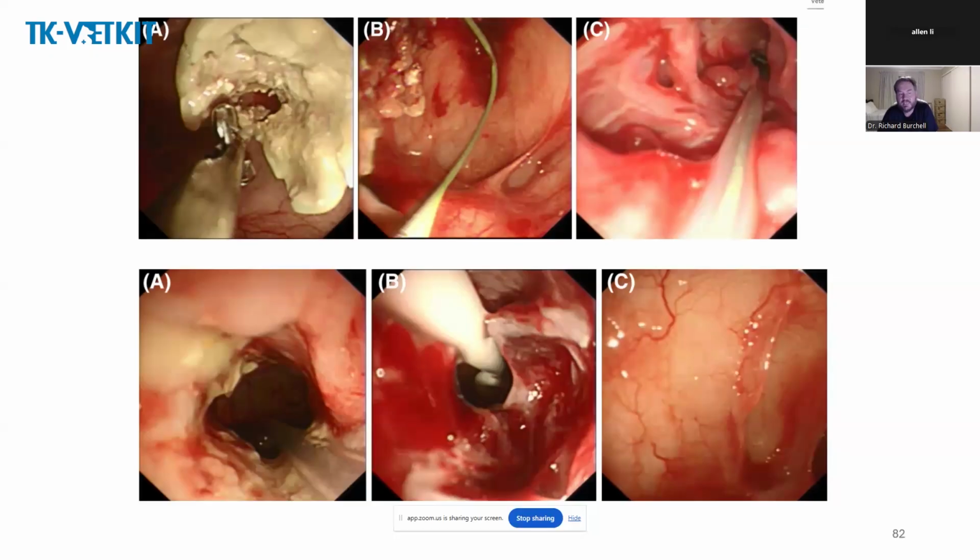And if you look at C in the bottom image, that's repeat endoscopy some weeks later, through the opening into the frontal sinus, because that doesn't grow back, so that damage remains. The nasal tissue won't grow back. And you can see that there's no fungal plaques in the nasal tissue.